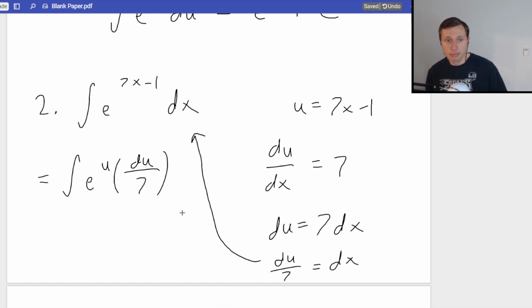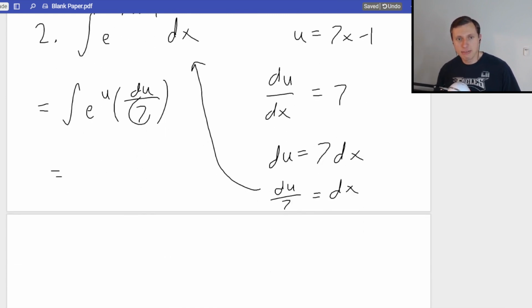Now, hopefully, most of you know how to take this integral by now. But for those who don't, that's fine. You just need to practice on your own for a little bit, and you'll probably be fine. But this 7 in the denominator, I'm going to write out in front of my integral. Why? Because it's a coefficient.